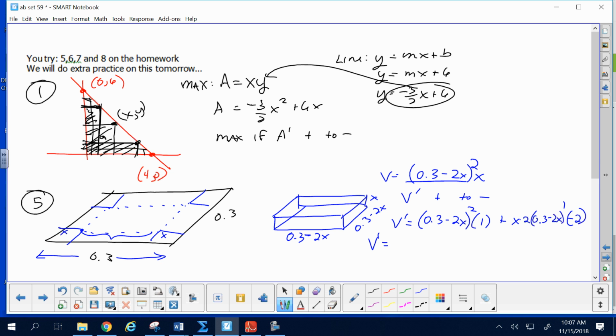There's a common factor built in that's beautiful. I can take a 0.3 minus 2x out, yeah? When I do, what's left here is a single 0.3 minus 2x. And what's left here is a negative 4x. Correct me if I'm wrong. Are we cool?